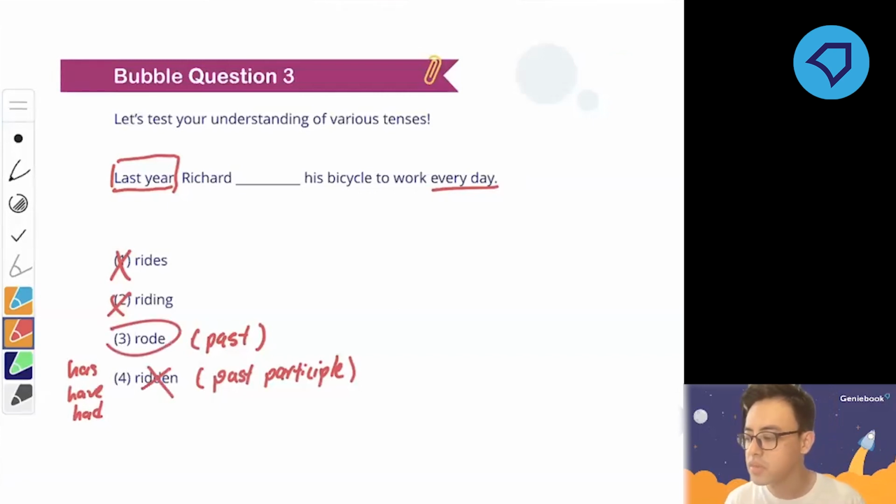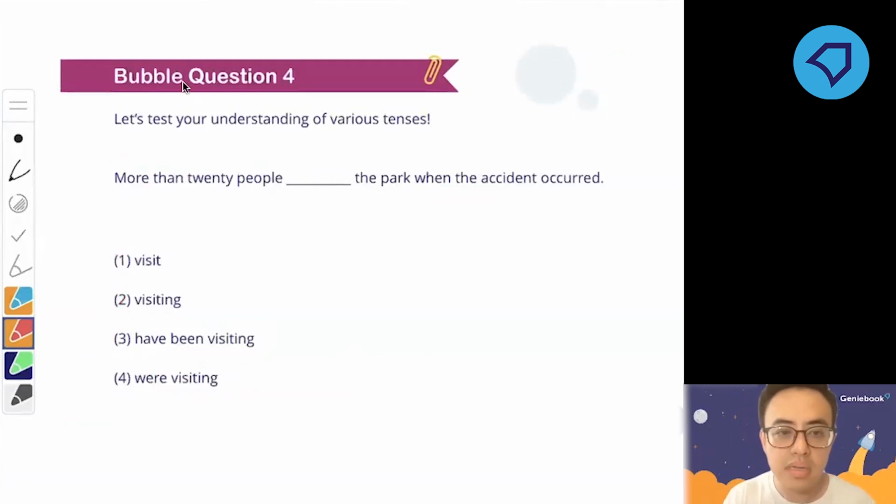Okay, so there's no has, have, had. So the correct answer is number 3. Last year, Richard rode his bicycle. Because it happened last year, it is the past simple. There you go. Number 4. Quickly now, let's move on.